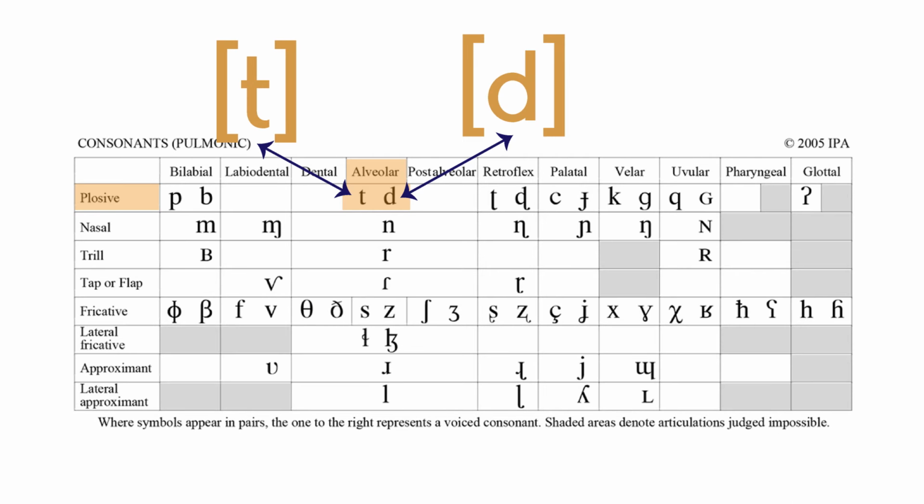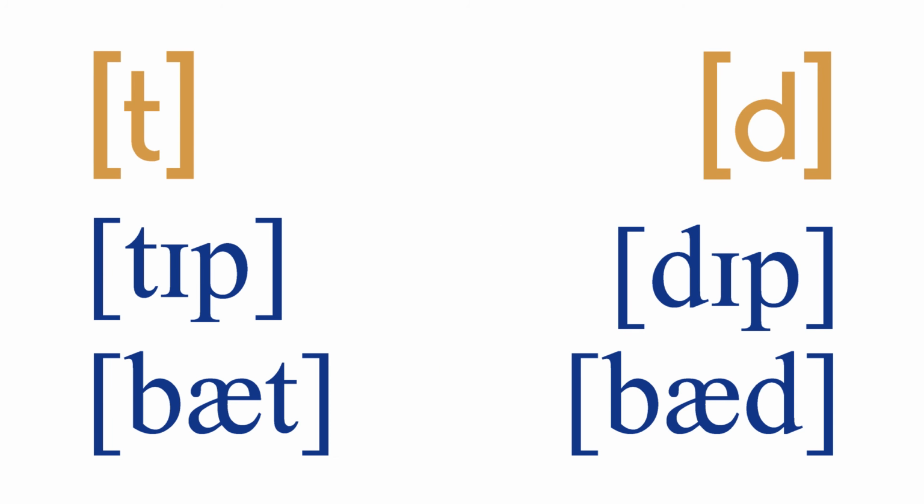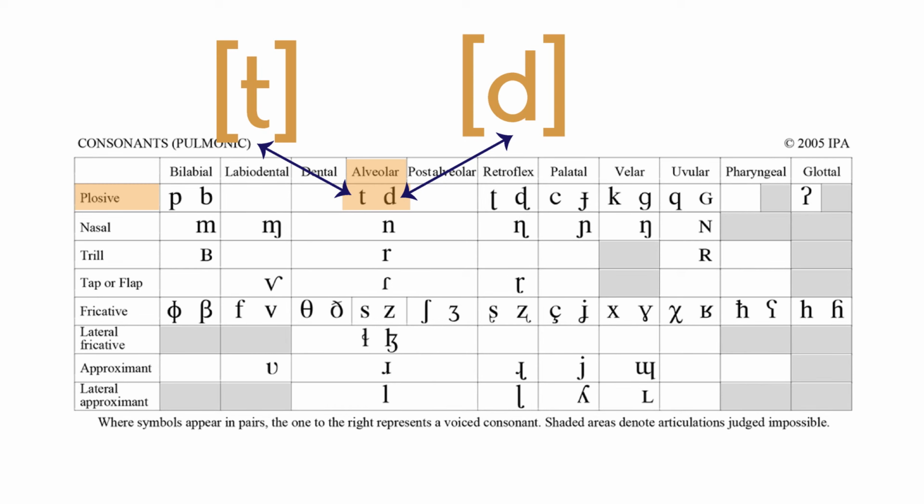If you go back to the table, you would say ta, da. Both of these are alveolar. The active articulator here is a certain part of the tongue. The passive articulator is the alveolar ridge. So both t as in tip or bat and d as in dip or bad are produced in the same place, which is the alveolar ridge. Therefore, they are alveolar. So for now, just focus on the passive articulator.